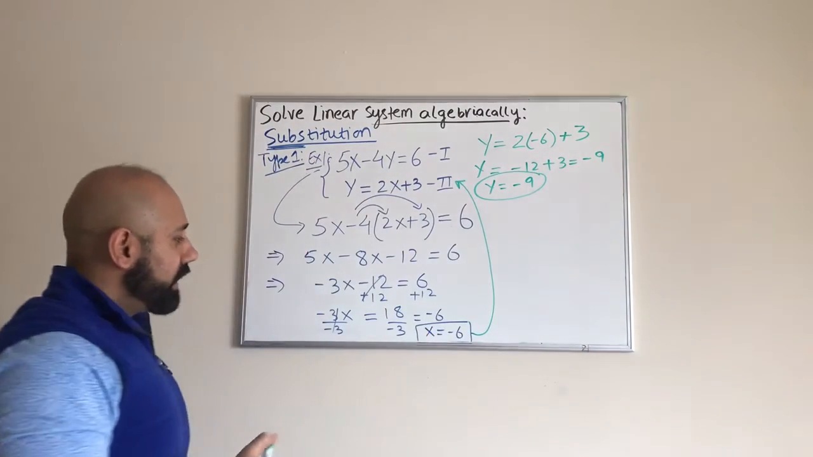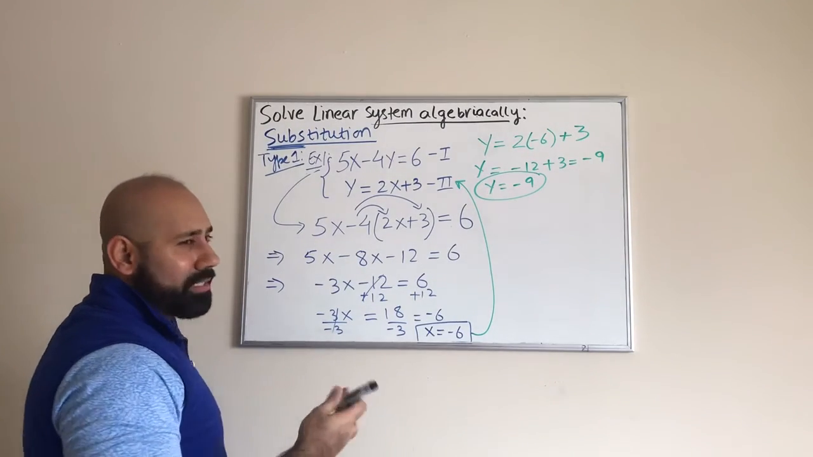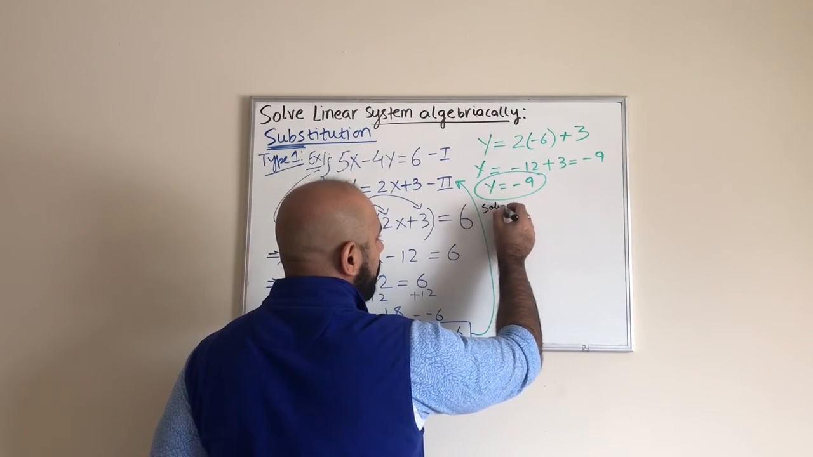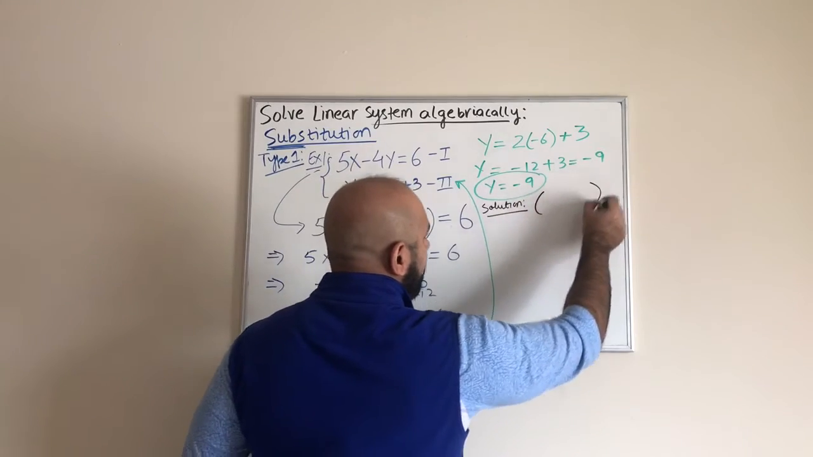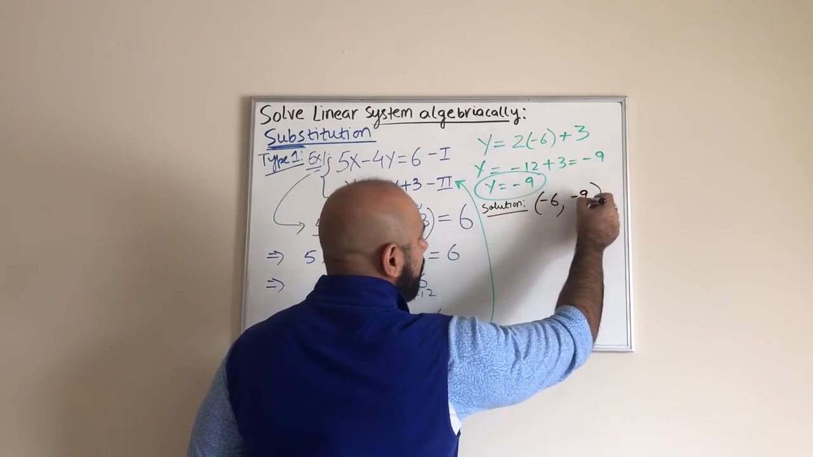I have the value for x and I have the value for y, and the final answer, we like to write the final answer as a coordinate pair. Or I can say the solution for this system, written as an ordered pair, is negative 6 for x and negative 9 for y.